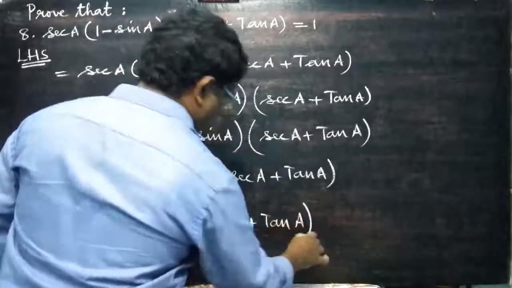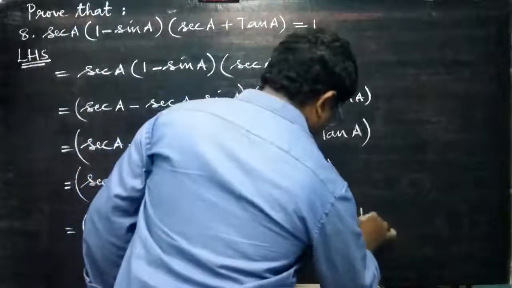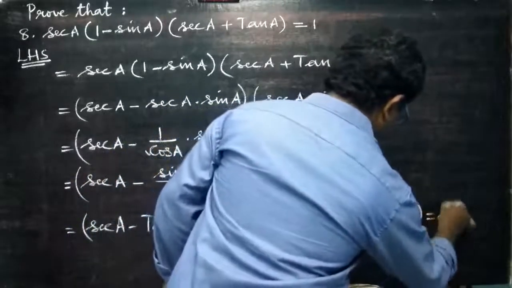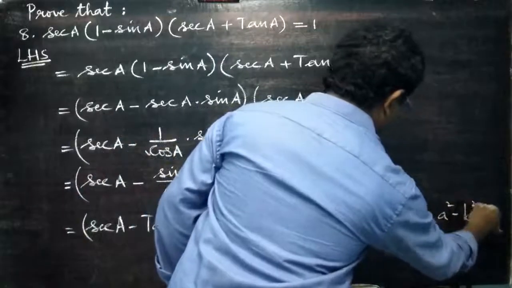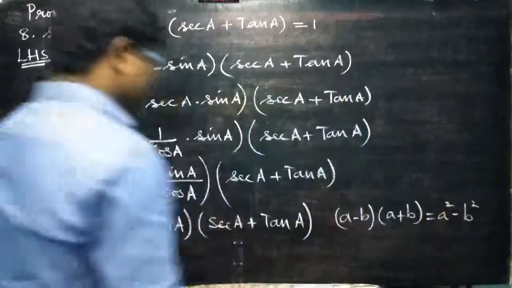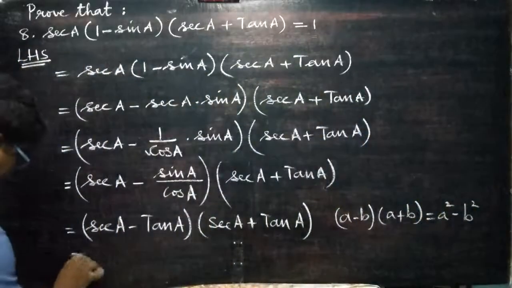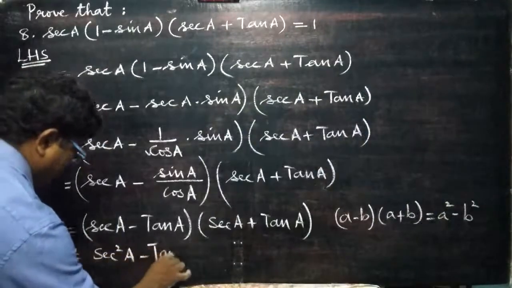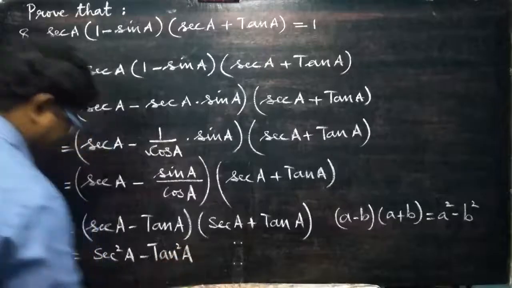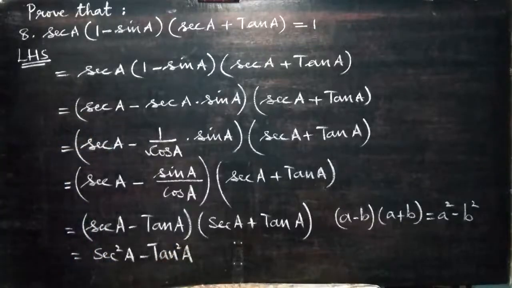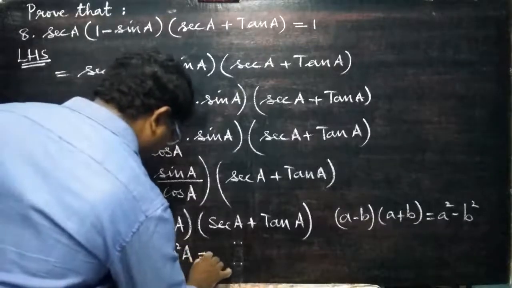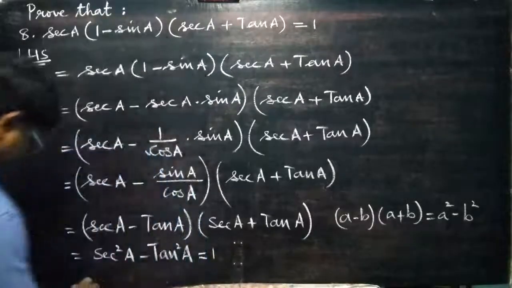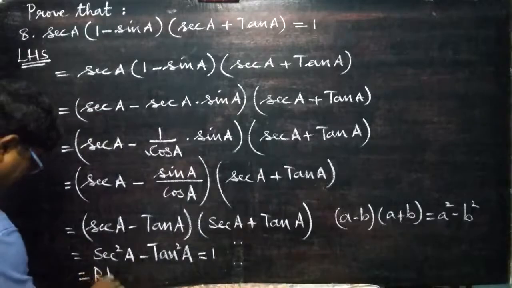Now it is in the form of (A minus B) into (A plus B) is equal to A square minus B square formula. So secant square A minus tan square A. What is this one? Identity. Secant square A minus tan square A is equal to 1. Is equal to RHS. Hence proved.